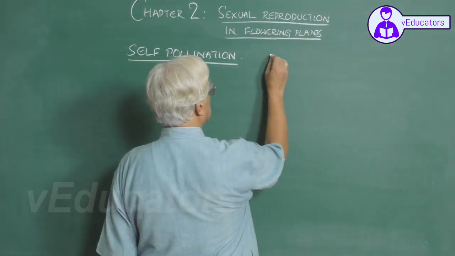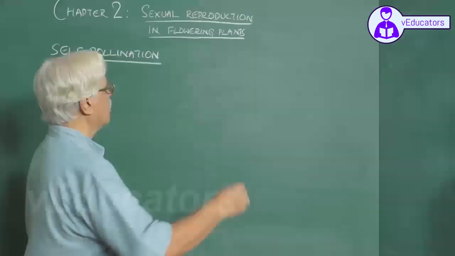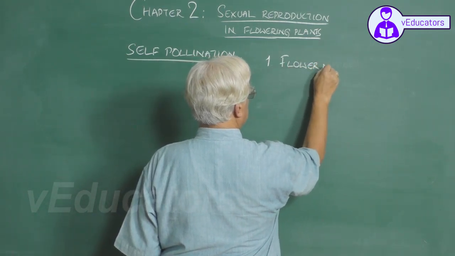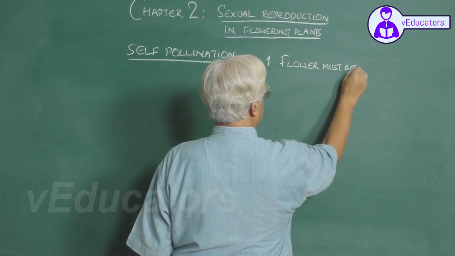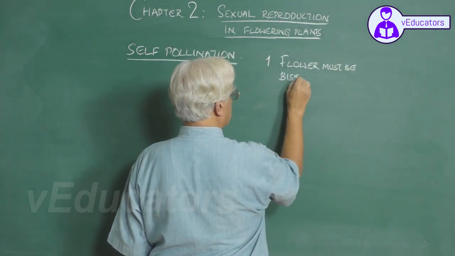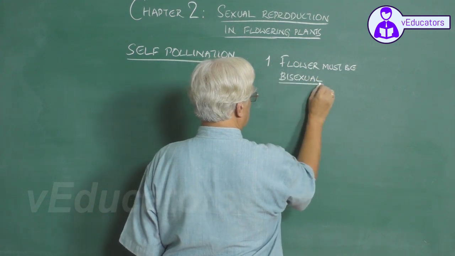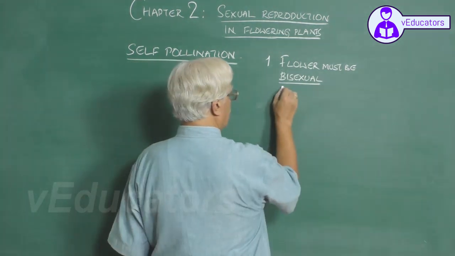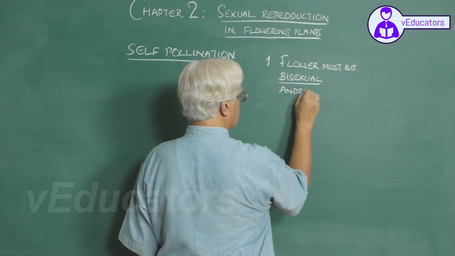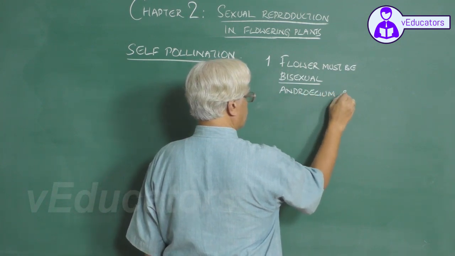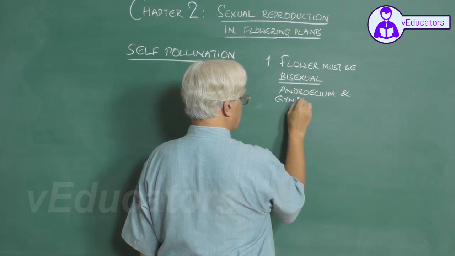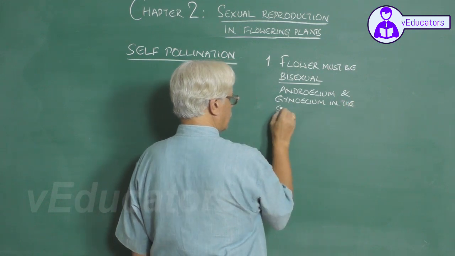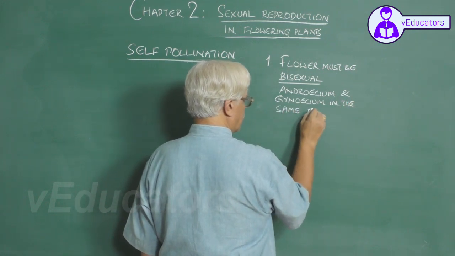Therefore, one important condition necessary for self-pollination is that the flower must be bisexual. It means it should contain both androecium and gynoecium. This is one important condition.